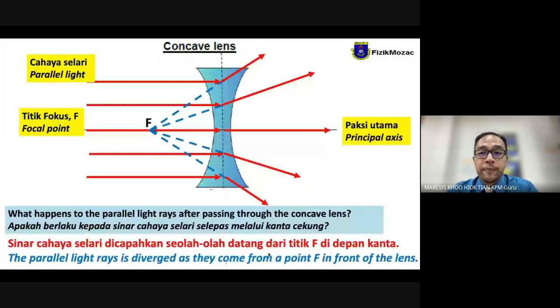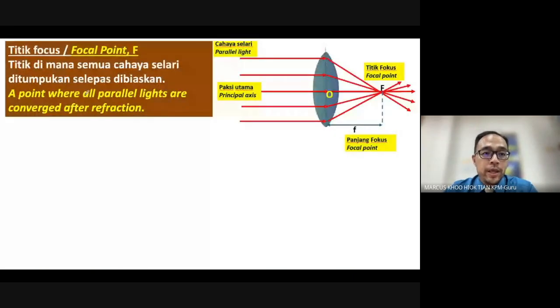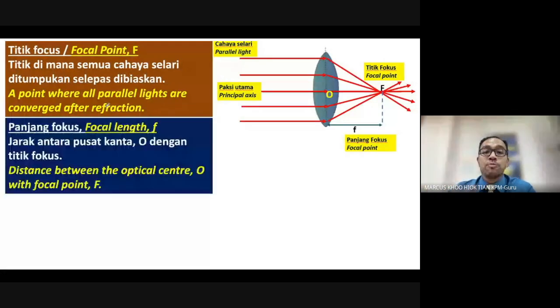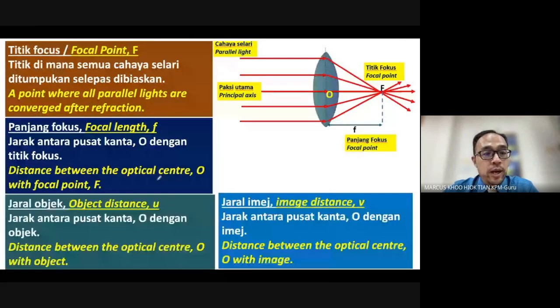And this is where all the copying is going to start. Number 1, the focal point is a point where all the parallel lights are converged after refraction. The focal length is the distance between the center of the lens, or we call this the optical center, and the focal point. The object distance, this will make sense in a little while, is the distance between the optical center and an object, and the image distance is the distance between the optical center and the image.